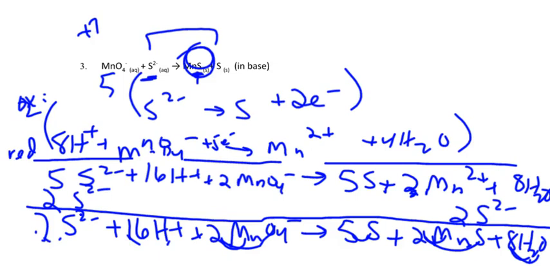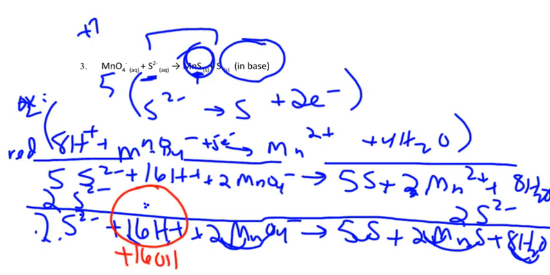So what I need to do next is make it in base. Do you remember what I do? Find your H plus. Here it is. It's over here on the left side. Actually, I'll circle it in red. How many H pluses do I have? I have 16. So I'm going to add 16 OH minus to both sides. Do you remember doing this? So now what do I have?